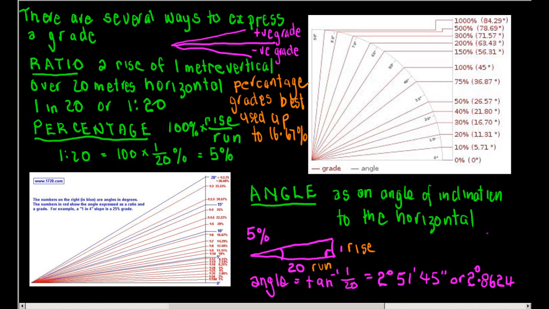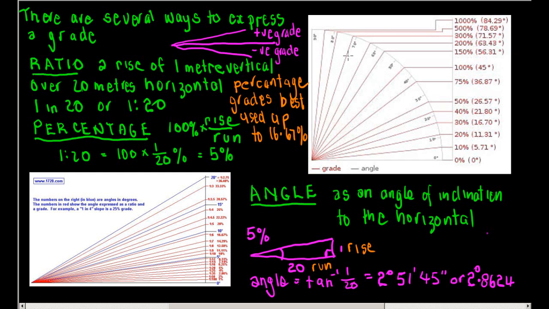Normally percentages are just kept for the flatter grades, possibly with an upper limit of say 16.67%, which is around about 30%. Beyond that they start to become a little bit ridiculous, because if you look you can see that the 45 degree angle is a 1 in 1 grade, and that obviously gives you 100%. So then we start to get grades up to 500% and 1000%, and they become a little bit meaningless and difficult to understand or visualize. So generally we stick with the percentages for the flatter grades.